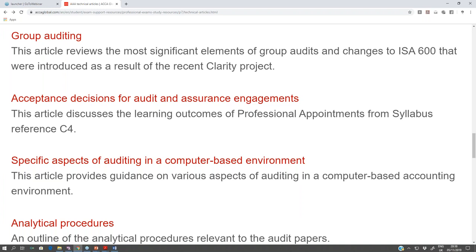So I recommended a professional skepticism article today, and I recommended a group auditing article today. Yesterday, I recommended planning an audit of financial statements, and I even recommended audit acceptance decision for audit and non-audit engagements. So I hope over the last 2 days, many articles have been recommended, and you must be reading them for sure. Okay, let's move on to the last of the 2 questions.